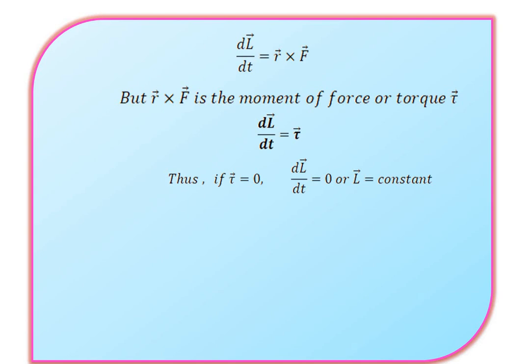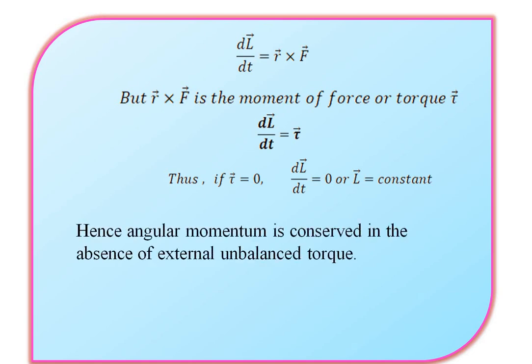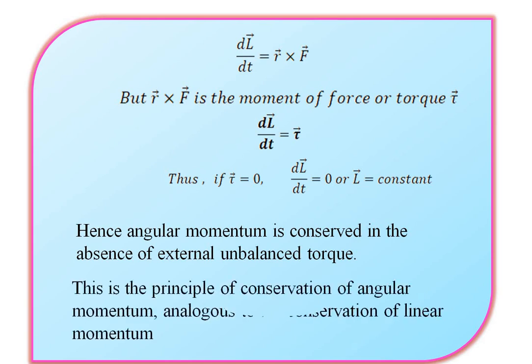Here, if tau is 0, putting the value in the equation, we know that dL vector by dt is equal to simply 0, or we get the relation that L vector is equal to simply constant. Hence the angular momentum is conserved in the absence of external unbalanced torque. This is the principle of conservation of angular momentum, analogous, that means similar, to the conservation of linear momentum. So friends, today we saw the different mathematical expressions in detail. In the next video, we will see the remaining points of this topic.